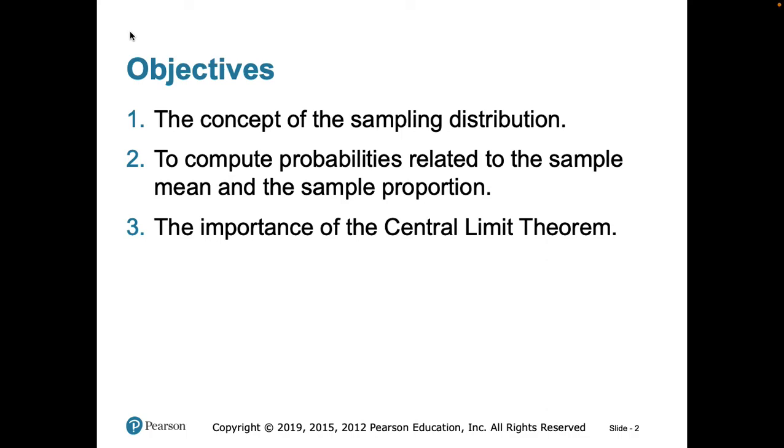All right, so the objectives for this chapter is to understand the concept of sampling distribution. So we're going to see what the sampling distribution is all about. At the end of this chapter, you should be able to compute probabilities related to the sample mean and the sample proportion. So we'll talk about the difference between the sample mean and the sample proportion. And we're going to go over some examples, so that should help you also with the homework. And finally, we're going to talk about the importance of the central limit theorem, and we'll see what that's all about.